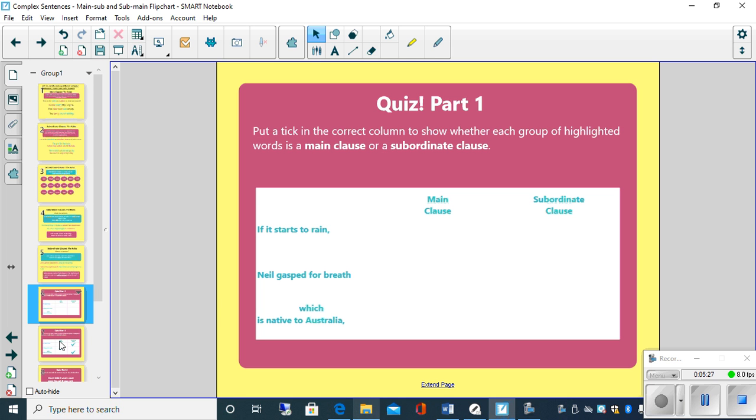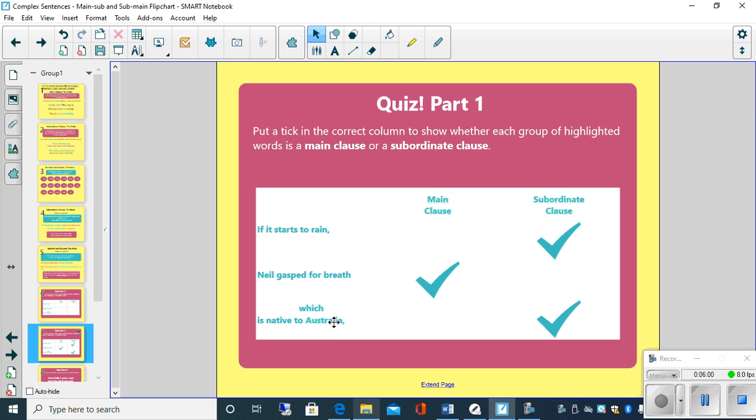Okay, let's have a look to see if they are subordinating or main clauses. So if it starts to rain, it's a subordinating clause. Now, hopefully you identified the subordinating conjunction if, and we've also got the use of a comma here, which would indicate that this is at the beginning of a sentence and it will be followed by a main clause. Neil gasped for breath. Okay, it makes sense on its own. Therefore, it is a main clause. There's also no subordinating conjunction there either.